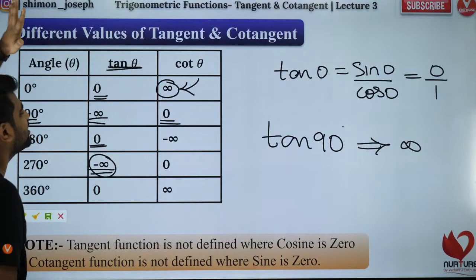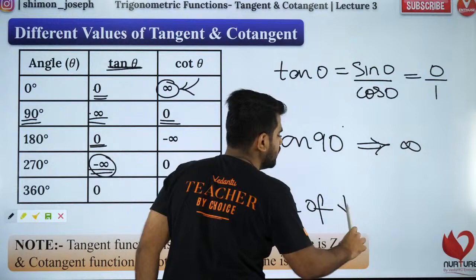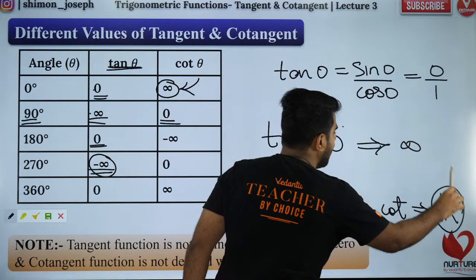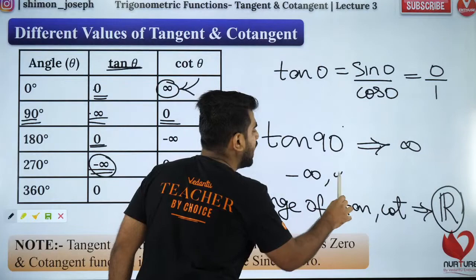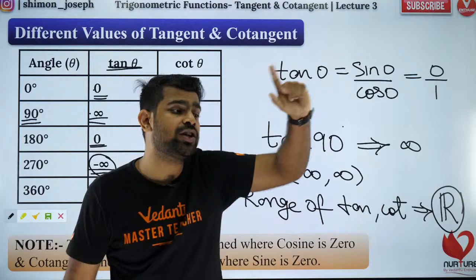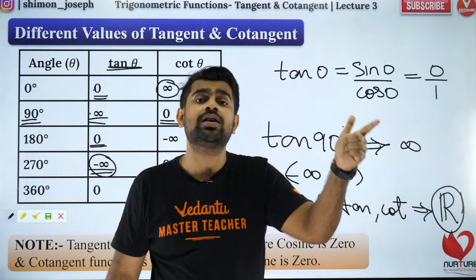So the range of tan and cot will be all real numbers. So tan and cot can take every real number from minus infinity to infinity. Whereas sine and cos, what is the range? Sine and cos, the range was minus 1 to 1. Are you all clear? Very good.